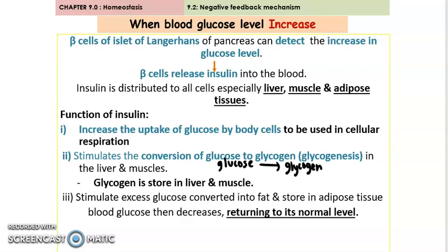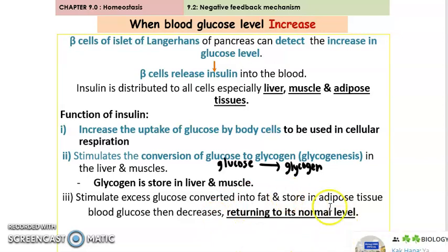The term we use for the conversion of glucose to glycogen is glycogenesis. Genesis means produce, so produce glycogen, in the liver and muscle. Glycogen is stored in the liver and also muscle. This is the second function of insulin. And then third, insulin also stimulates excess glucose to be converted into fat and stored in the adipose tissue. So the blood glucose will decrease and return to its normal level.